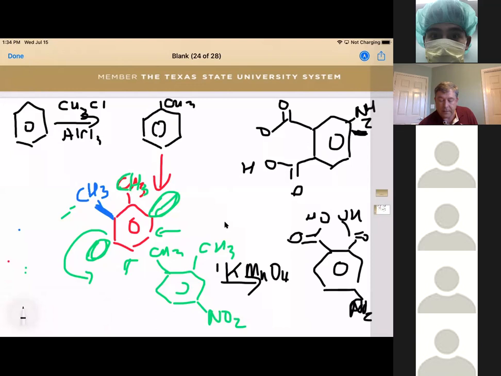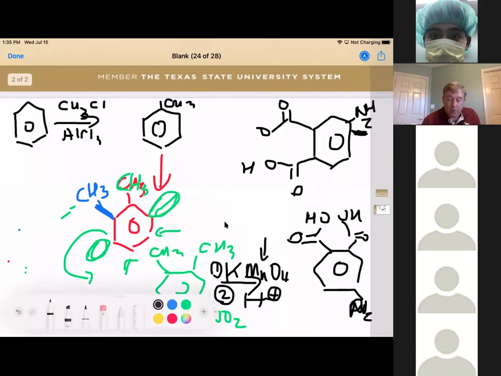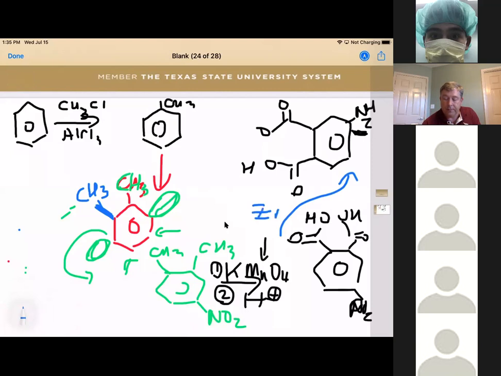Now, for the second step of this reaction, we actually have to add acid to make sure we get protons back on here, because permanganate is done in base, so we have to add acid at the last step. Okay, so now we have our carboxylic acids there. We have our nitro group in the right place. So all we have to do is use that acidified reaction and add zinc and acid.